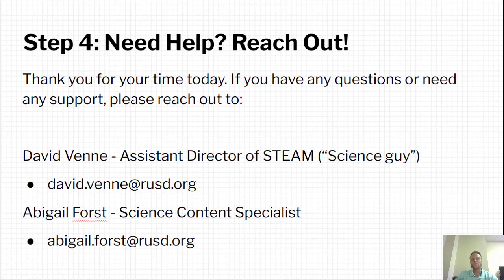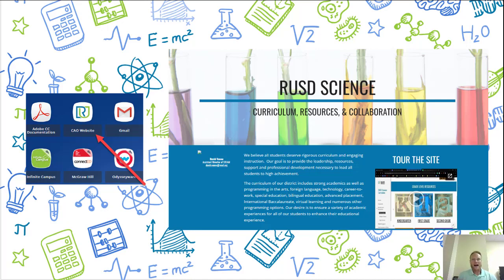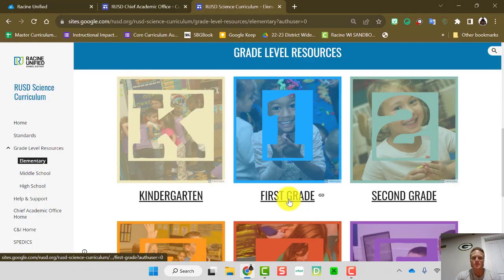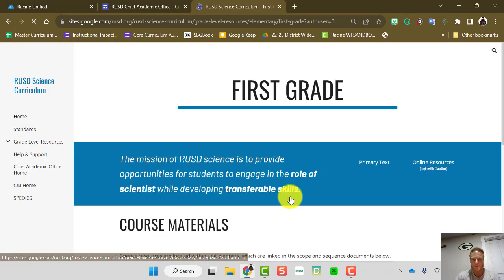Okay, so let's go into what we're going to talk about today. I'm going to do a quick recap of the new additions last year for science. So if you taught science last year, this will be a bit of a review. If you're brand new to elementary science teaching, this will be new news to you. On the CAO website, which is located on the ClassLink page, so here's the icon for the CAO website, and if you click that and you head into the science area of the CAO website and find your specific grade level. So in my example, I'm going to go to first grade on the CAO website.